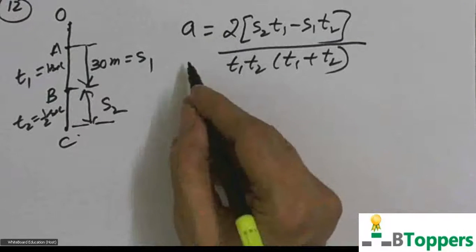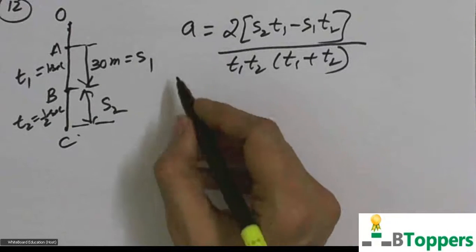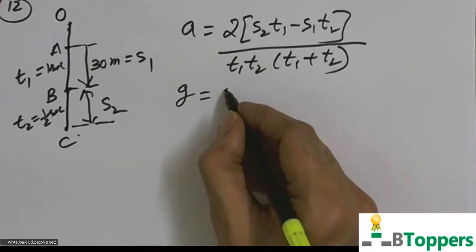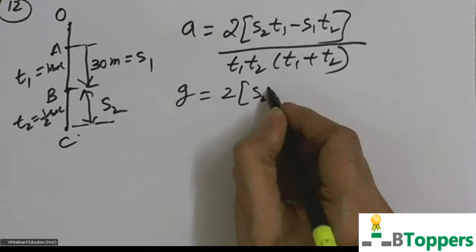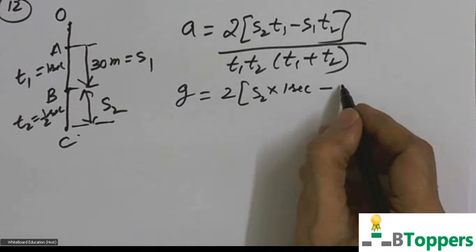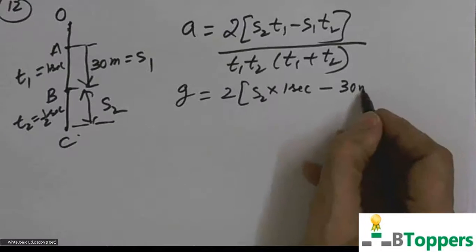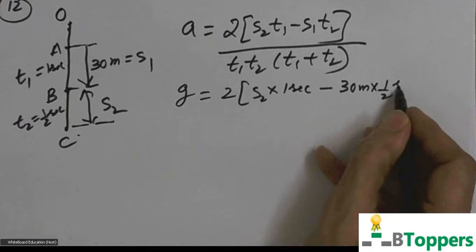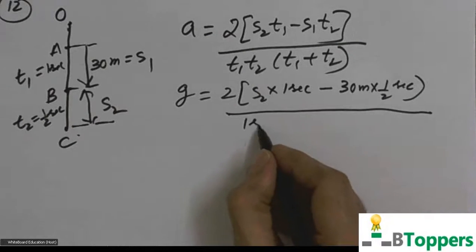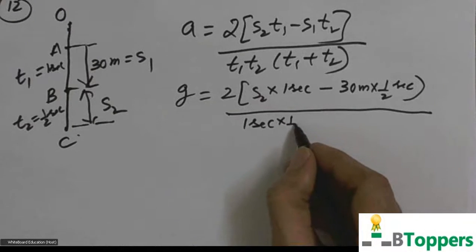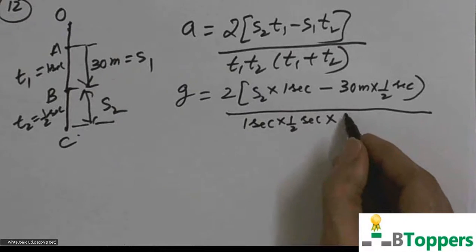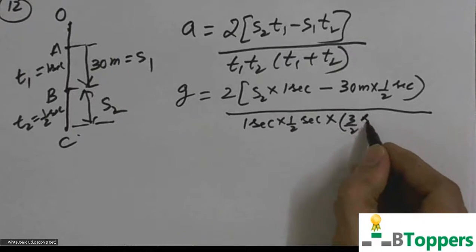So for the freely falling body, here a equal to g, that is given to be 10 meters per second square. S2 you have to find. T1 is 1 second. S1 is 30 meters. T2 is half second. So T1 is 1 second and T2 is half second. T1 plus T2 will be 1 plus half, or 3 by 2 seconds.